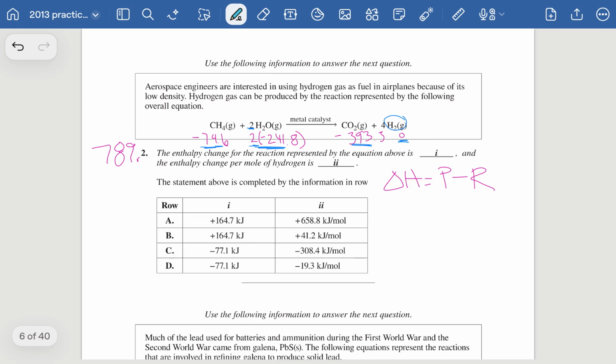Now, in really short notation, I just write the delta H of the reaction is products minus reactants. So you would get the sum of your products, which is that negative 393.5, and then you'd want to subtract your reactants. So adding your reactants together, and you'll see that the answer is going to be positive 164.7. And then asking the enthalpy change per mole of hydrogen. Well, within the equation, you have 4 moles of hydrogen. So you'll just take that value and divide by 4. And when you do that, you'll see your answer is B.